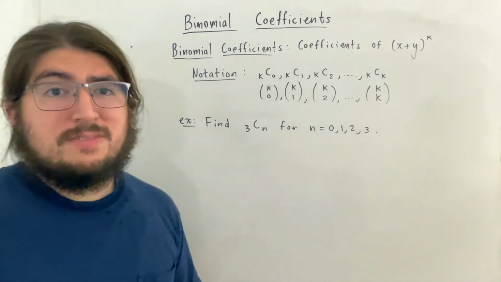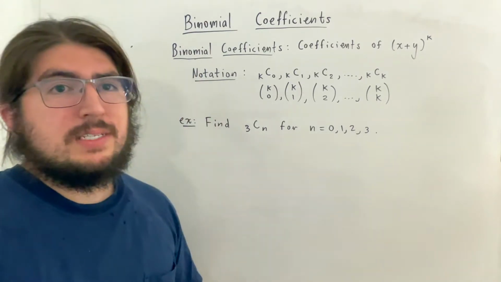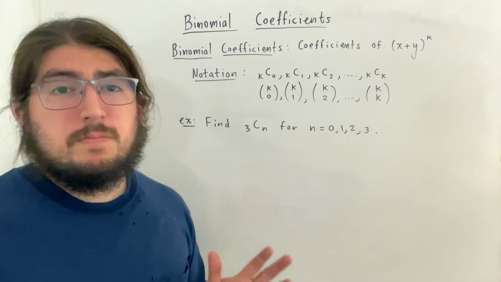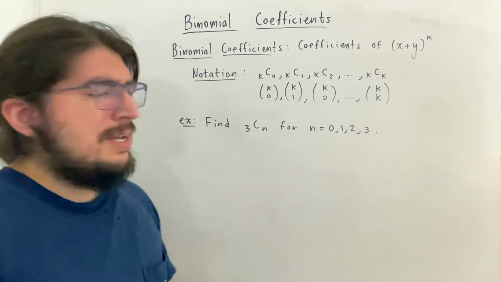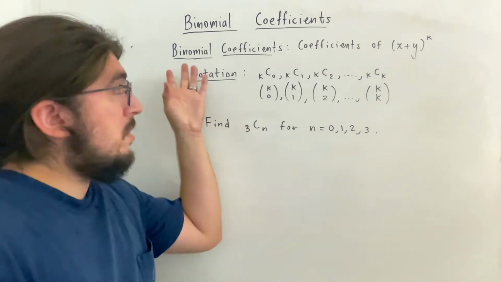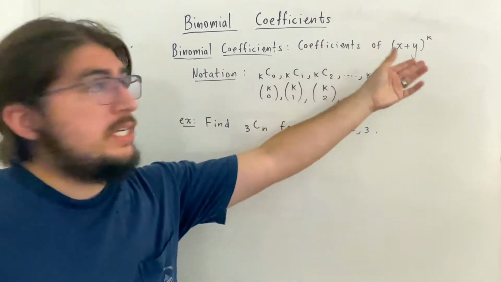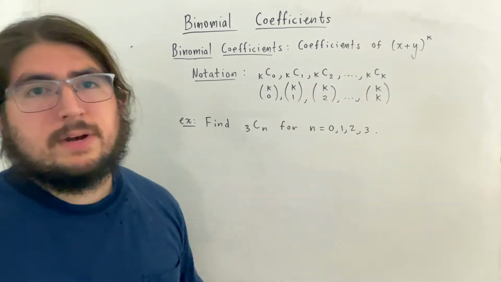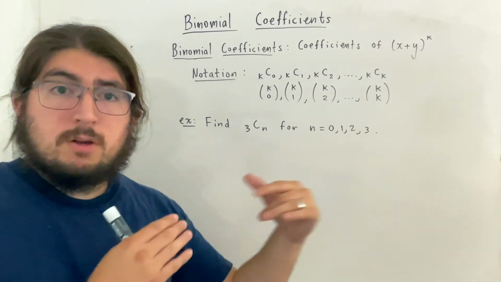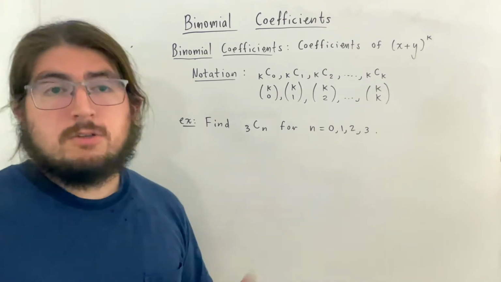Hello everyone. In this video we'll be discussing binomial coefficients, and there's actually quite a few different ways I could have started approaching this topic, but I'm just going to straight up say a binomial coefficient is just a coefficient of this binomial to a power. So binomial x plus y to some power k. So if you expand that out and you look at the coefficients of each of those terms, those are binomial coefficients.